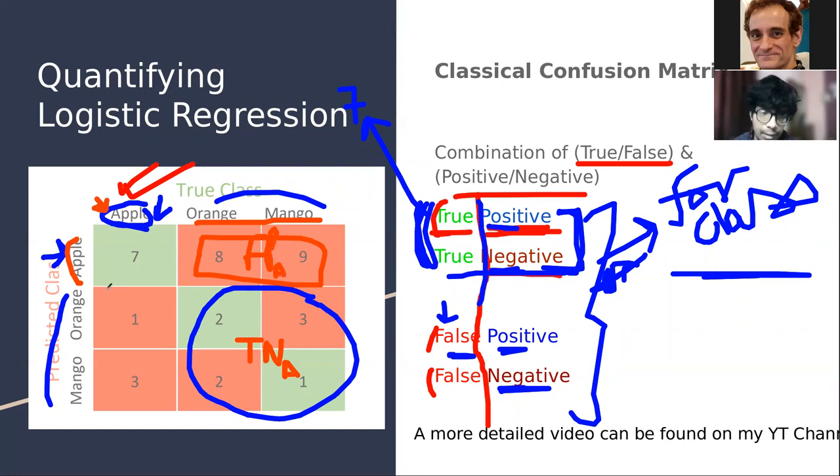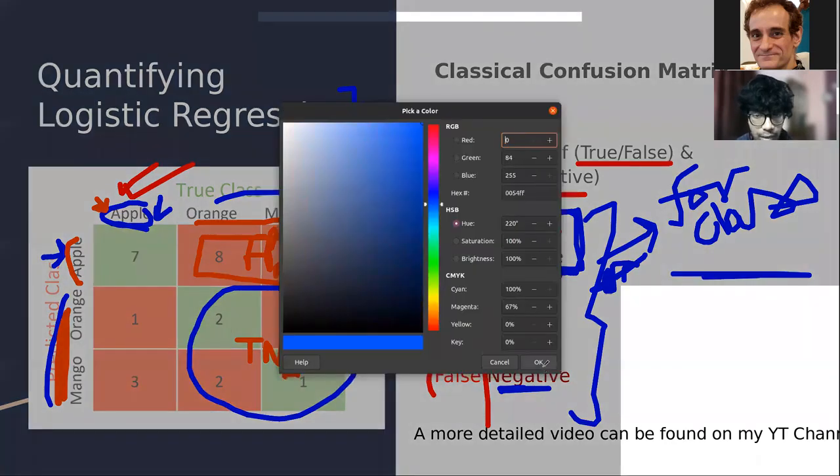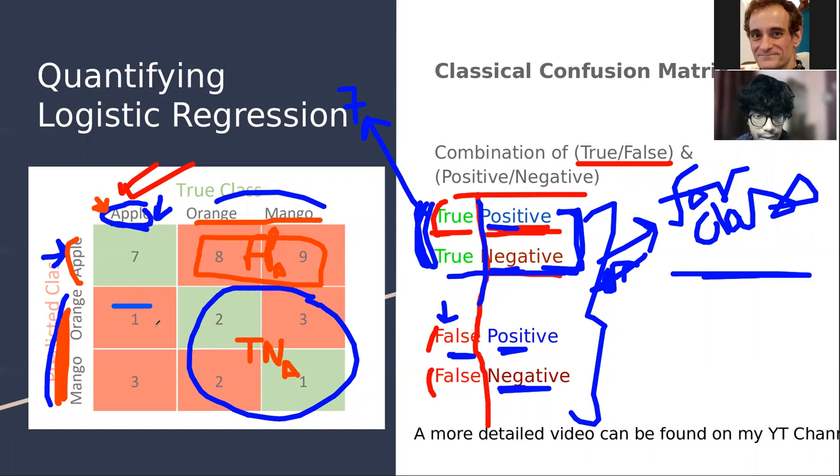Well, I predicted it not Apple, or negative. However, these were actually apples. So I made a false negative. Any confusion in this?